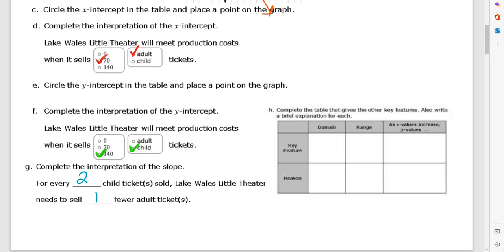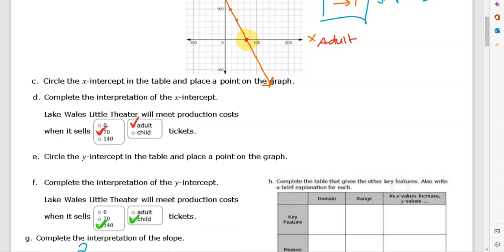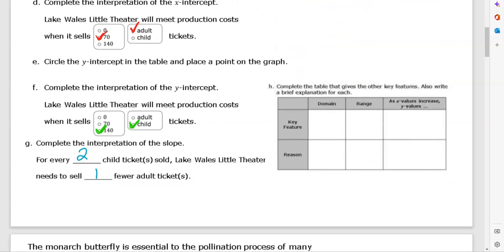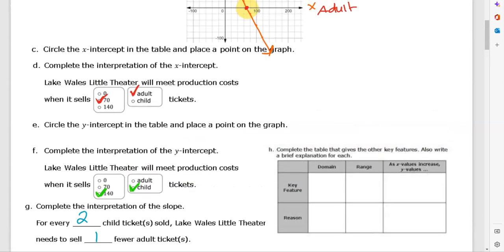Why does it say fewer? Why is that important? What told you that in the slope? How do I know I have to go down? The negative. Yes, the negative is what told me we had to go fewer. Okay. Part H, complete the table that gives other key features, and we're going to write a brief explanation of each. Here we go. My domain.